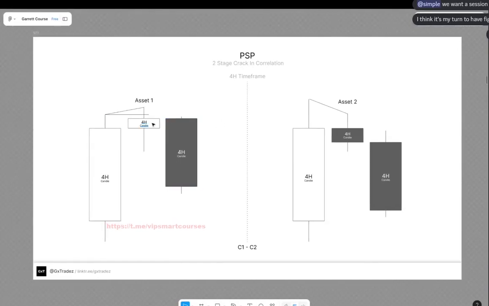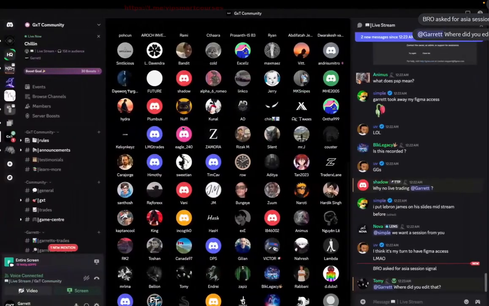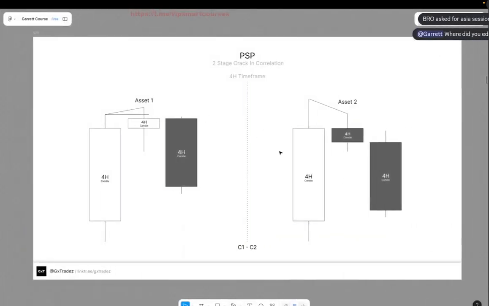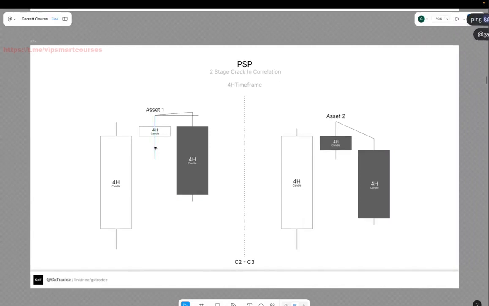Anyways, yeah, this is a 2-stage PSP, right? So when this gets put in, when you have a 2-stage PSP like this, you have the option to trade candle 2. Not in this type of scenario, right? You would be trading candle 3, right? I'll show you how to trade candle 2. Right, this is how you trade candle 2, where it's a correlation between candle 2 and candle 3. So candle 2 is a PSP, and you can already anticipate which asset is going to run the high.